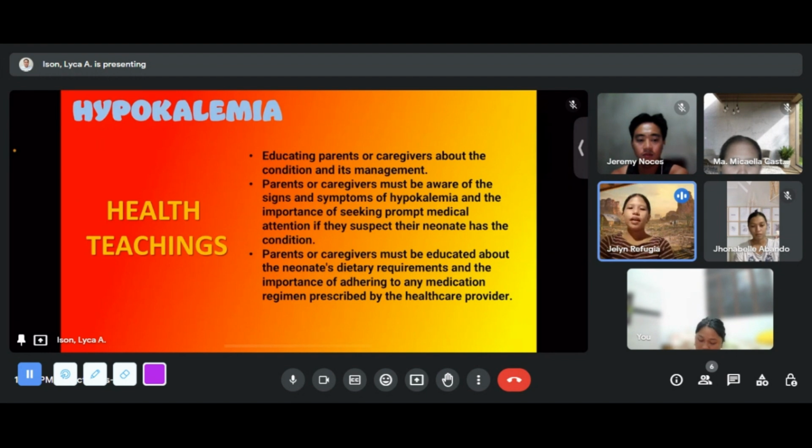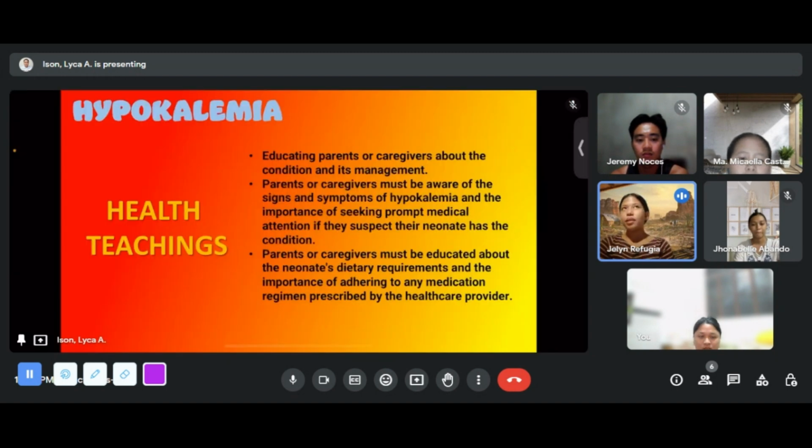So, dito na tayo sa health teachings. Parehas lang din sa hyperkalemia. So, kailangan ni-educate yung parents or caregiver about sa condition ni baby. So, kailangan aware din yung parents or caregiver sa mga signs and symptoms of hypokalemia. And yung importance of seeking medical attention pag napansin nilang may hypokalemia si baby. So, kailangan din silang ma-educate about sa dietary requirements ni baby and the importance of adhering to any medication regimen prescribed by the healthcare provider. So, dito, next slide.